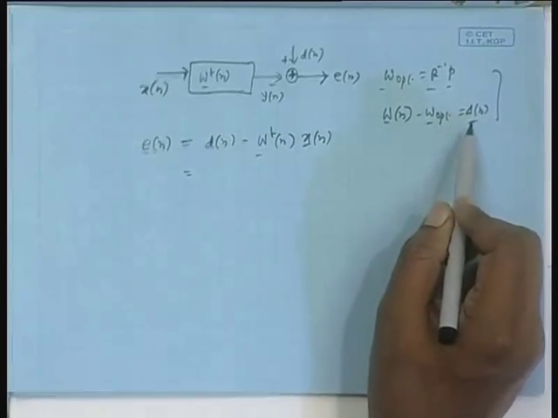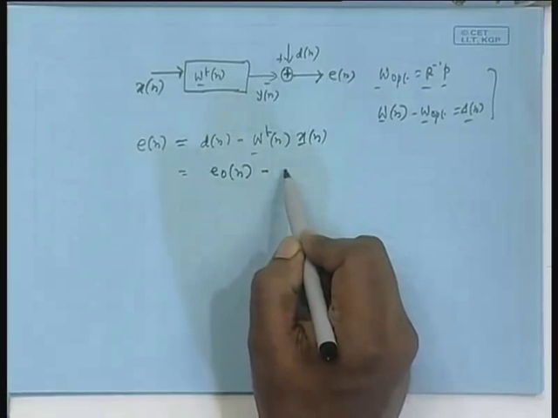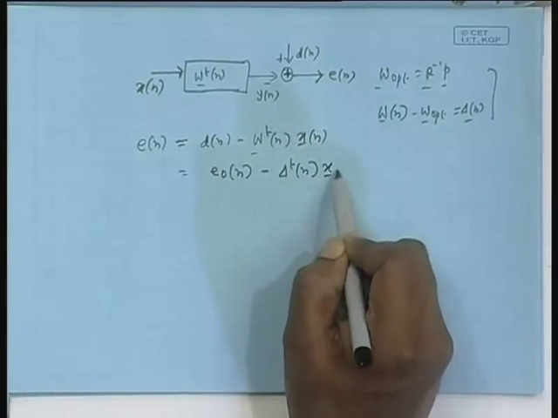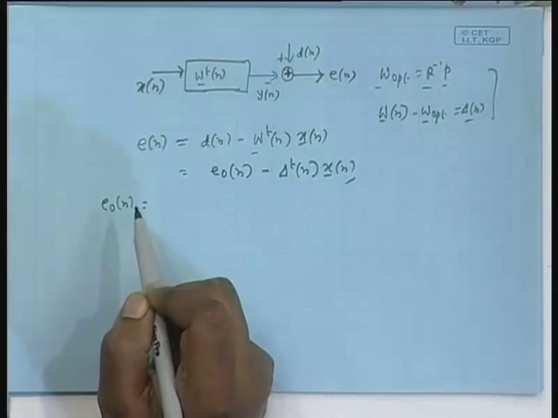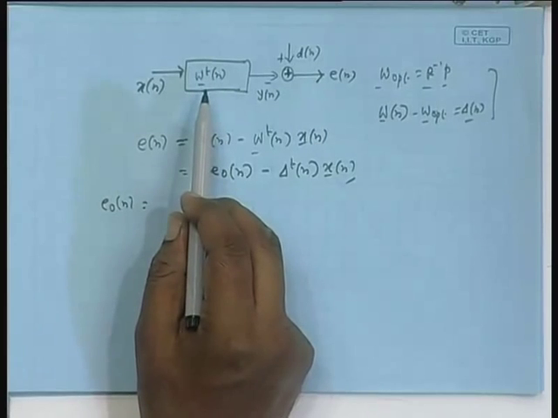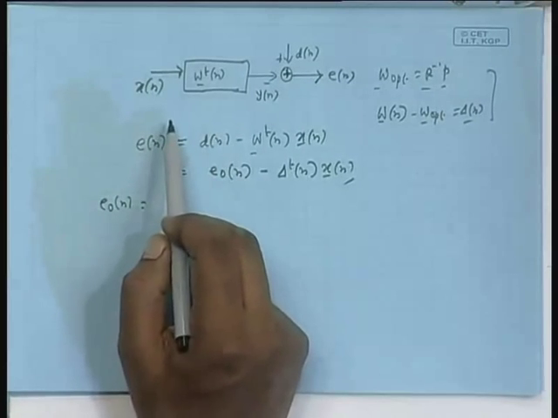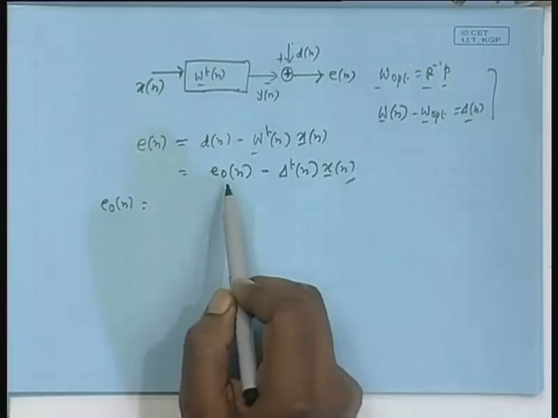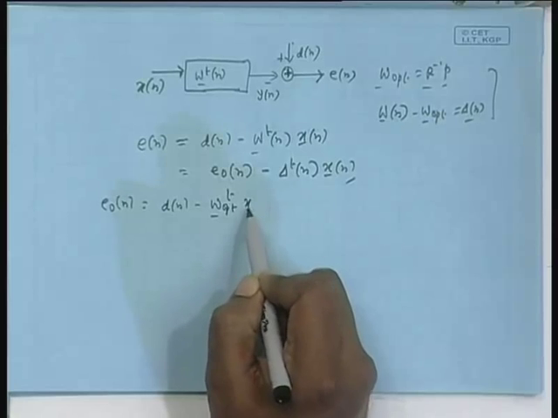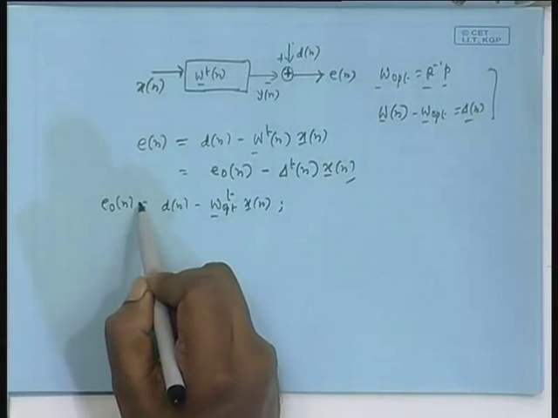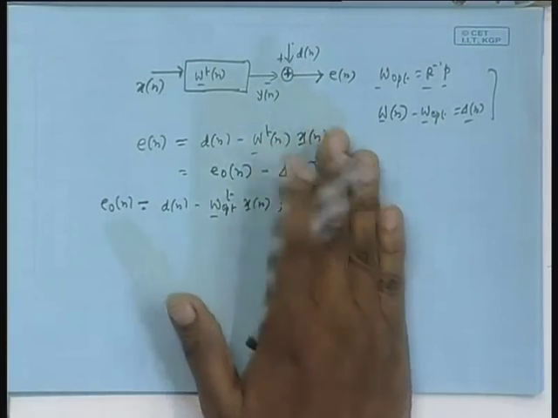These are all known. So, if you replace W n by W opt plus delta n, then you can write this error as E O n minus delta n transpose x n, where E O n is what? The one which you would get with minimum variance, that is when you really put the optimal filter weight W opt here, then the output is W opt transpose x n vector, and the error is d n minus that, which is E O n, that is E O n is d n minus W opt transpose times x n vector. Okay. So, ideally I would have wanted this, but this deviation is causing this problem.